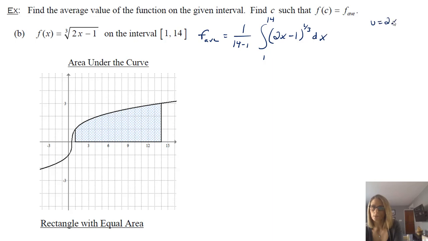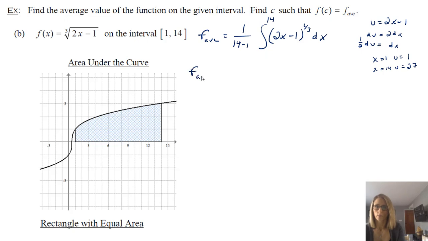So I'm going to make u 2x minus 1. So du is going to be 2 dx, or dx is going to be 1/2 du. Now I can also change my limits of integration if I want. So when x equals 1, u equals 1, so that's not too exciting. When x equals 14, u equals 27. So now we'll write this out.